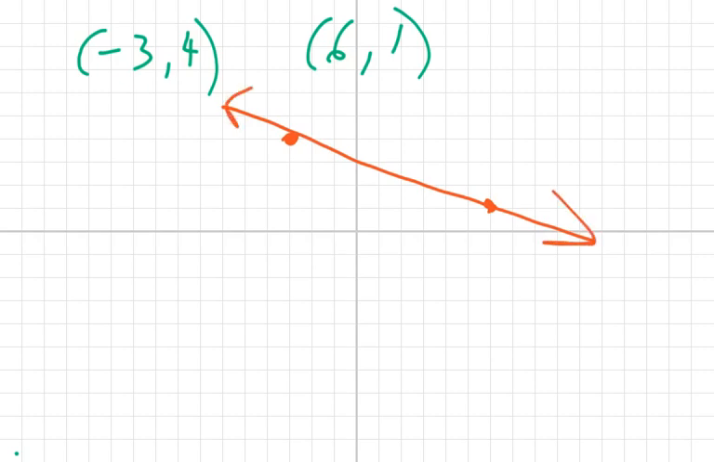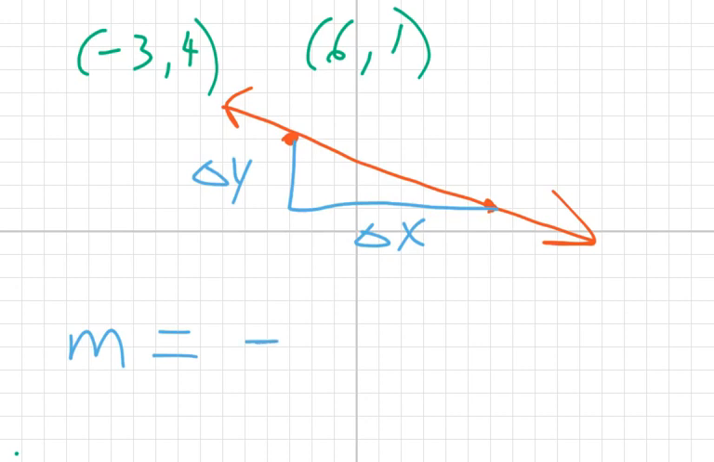But now we're going to make our right triangle. And our change in y is up and down. Our change in x is left to right. If you look at this line, it falls from left to right. So therefore, we know our slope is negative. And now let's count the spots for each one.